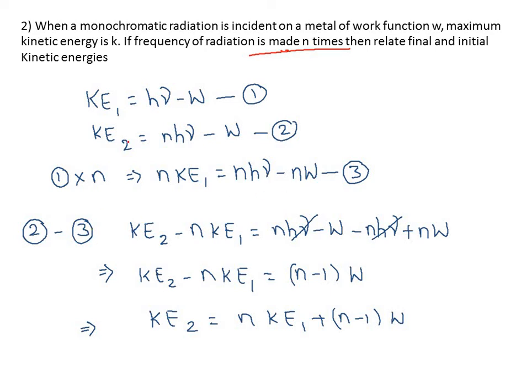Now this is the second equation, this is the third equation, let's say. So now 2 minus 3, if we do that, I can get that KE2, the final kinetic energy, is equal to n into KE1 plus n minus 1 into W. Are you getting the point here? Of course, if you want, we can subtract this. The difference will be equal to n minus 1 times that one, or in any method you can go. This is the relation. Final kinetic energy is nothing but n times the initial kinetic energy plus n minus 1 times the work function. Are we clear with this?